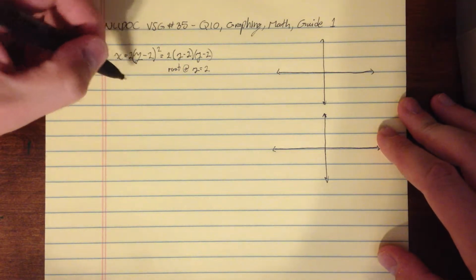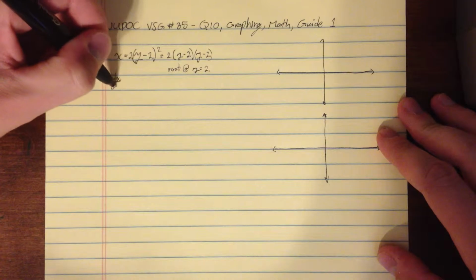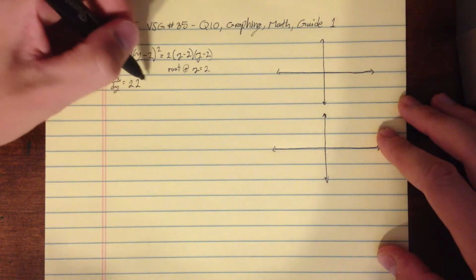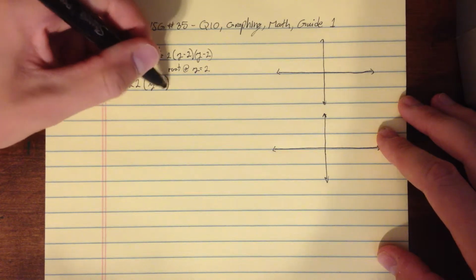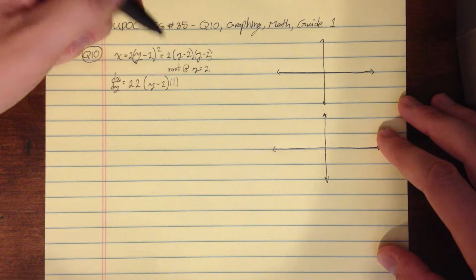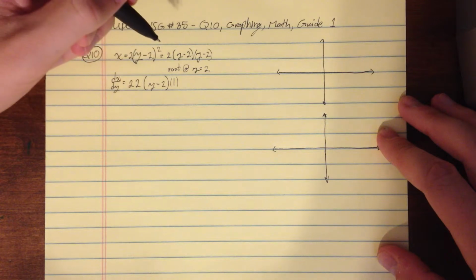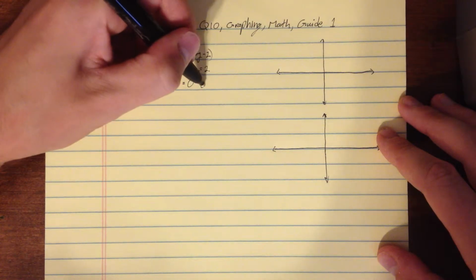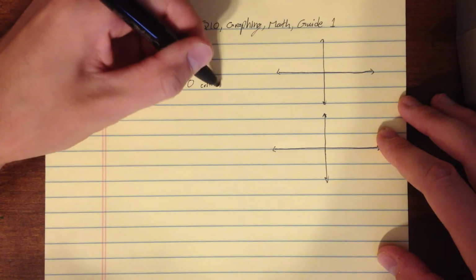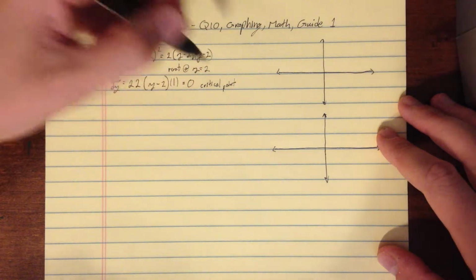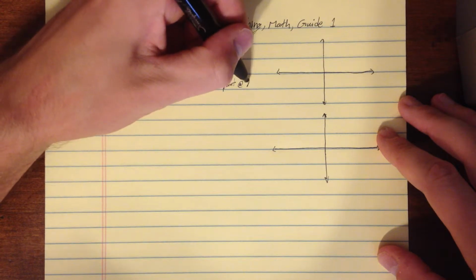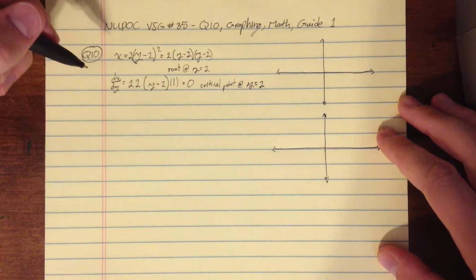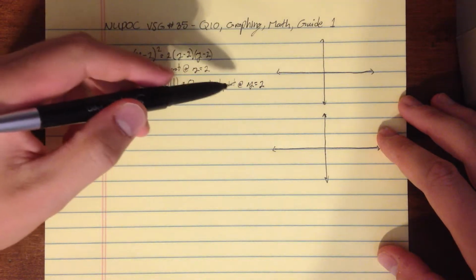Let's go ahead and see if we have any critical points. So we'll take dx/dy, and that will be 2 times 2 times (y minus 2) times 1. This is by the chain rule, taking the derivative of the y inside here. If we set this equal to 0, it looks like we have a critical point at y equals 2.